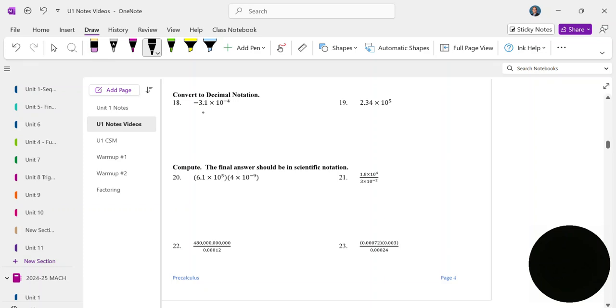To go to decimal notation, two, three, 4. So it becomes negative 0.00031. And since it's positive here, you're going to go to the right. So you have 2.34, and you go 1, 2, 3, 4, 5, and just fill in with zeros. So you have 234,000.